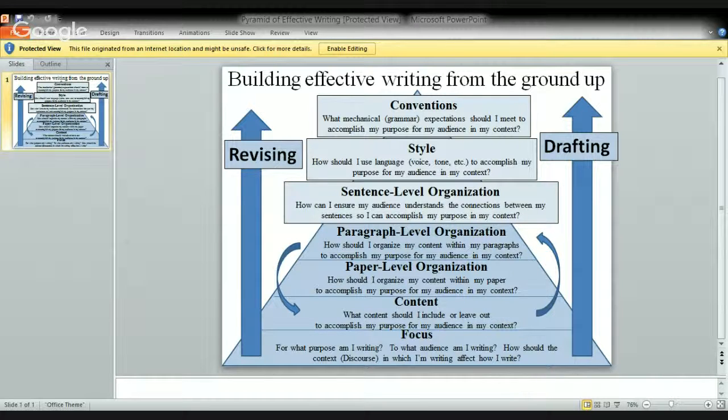Then there's paper level organization, paragraph level, sentence level, style, and conventions. A lot of us get stuck on the focus and content, and paper and paragraph level organization. And this, in all actuality, is the majority of writing: understanding this. Once you get this down, you'll be able to write the rest of the paper very easily: the style and language that you use, the sentence level organization, the conventions. So let me get into your paper after I showed you that. That might be helpful.